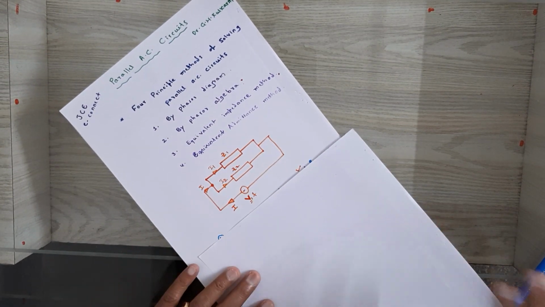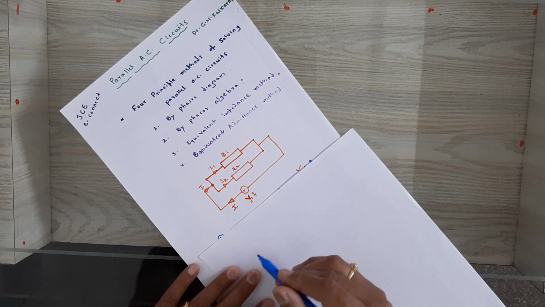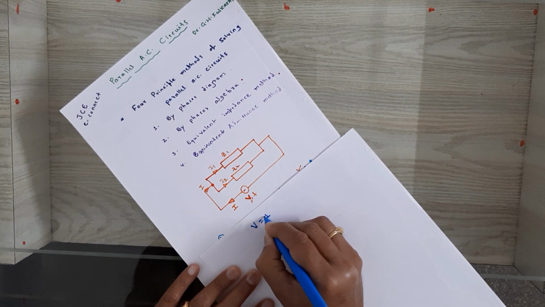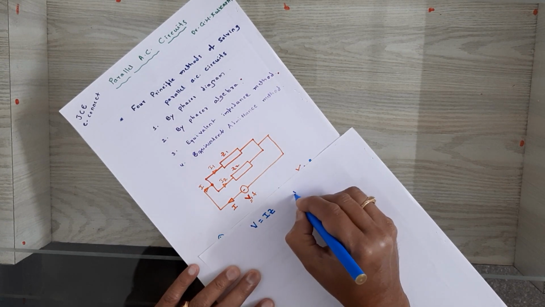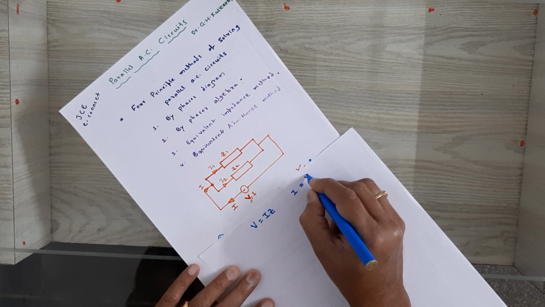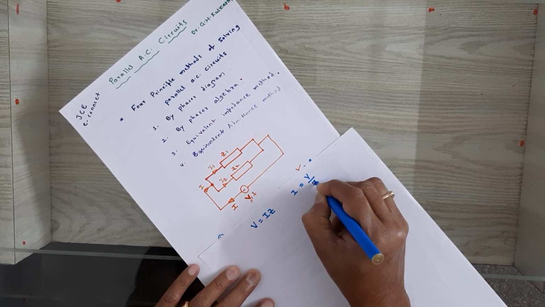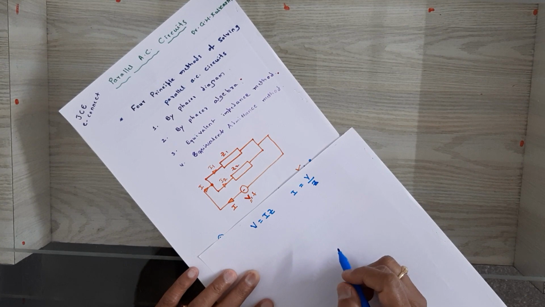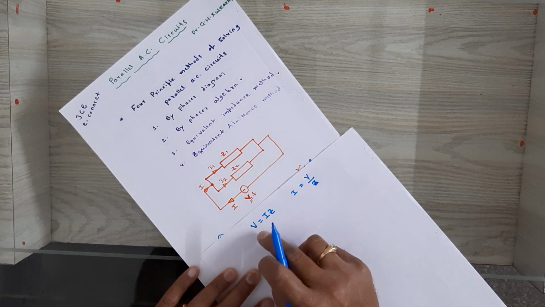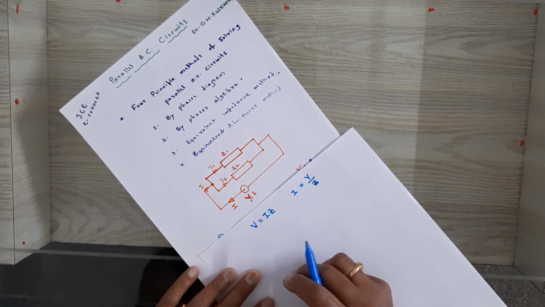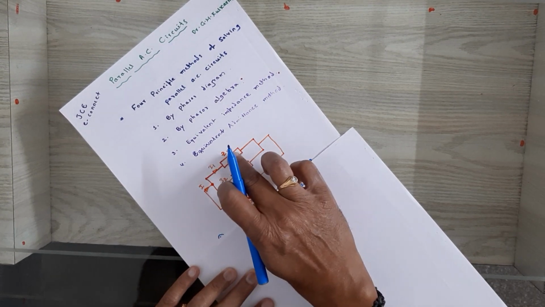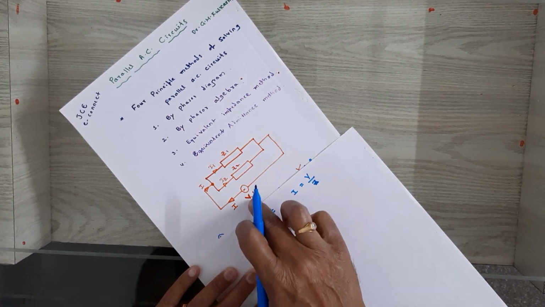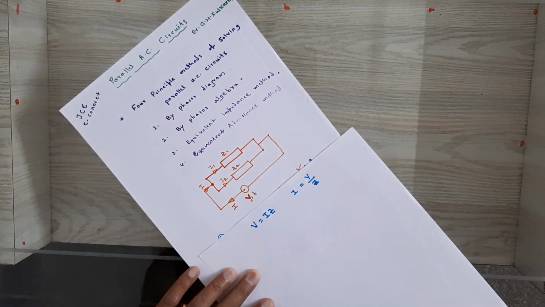That is, once again you have to apply the basic formula of V is equal to IZ, or I is equal to V by Z. Take one at a time. Consider branch 1. You have to apply the V is equal to IZ formula. Here, the first branch impedance is Z1, the current is I1, and the applied voltage for branch 1 is V.